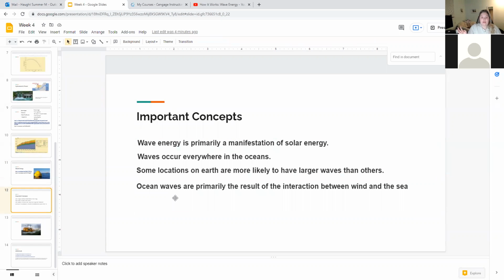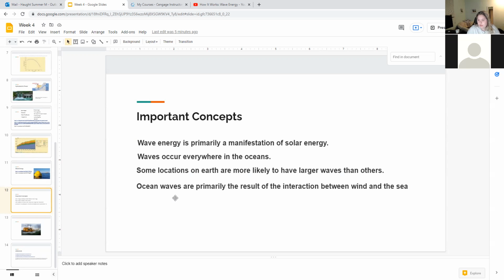So, last little bit here. Some important concepts to remember when talking about wave energy. That first one there, wave energy is basically a manifestation of solar energy. I know I probably confused you a minute ago, but really just know that it's kind of like a chain. We go from solar energy to wind energy to wave energy. All of them are interconnected.